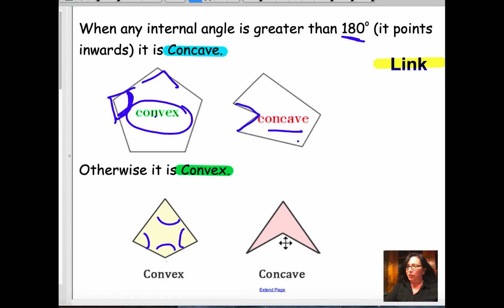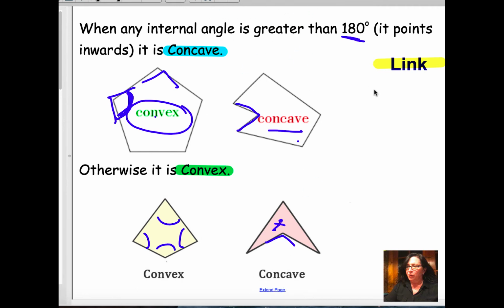Whereas in this case, this angle right here, if you were standing right here, that angle is way more than 180, because 180 is a straight line. So that's maybe even 200, 220 even. I think that's a pretty good estimate.